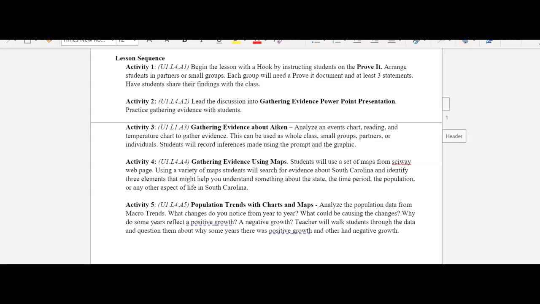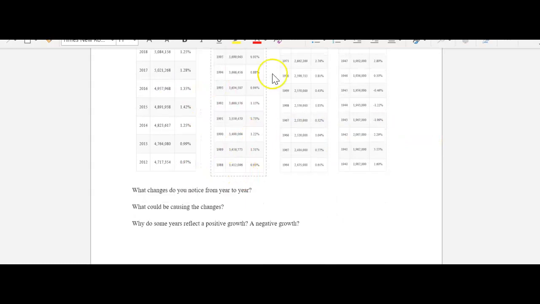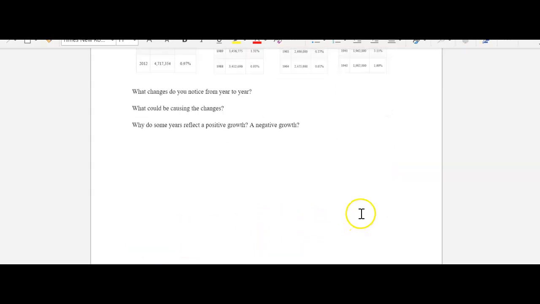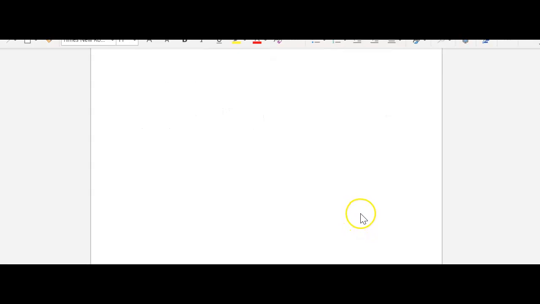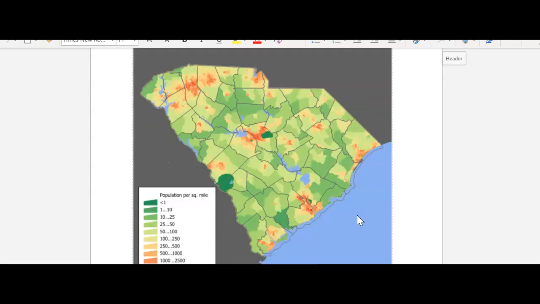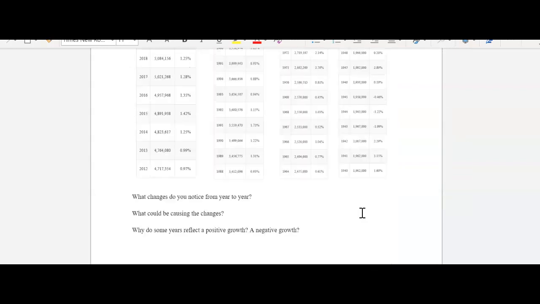All right, so that is here. So you'll see a variety of years and their population. So you can analyze the data. What do you notice from year to year? What could be causing the changes? And then we've also included a population map, so that you can take a look at how it looks on the map.